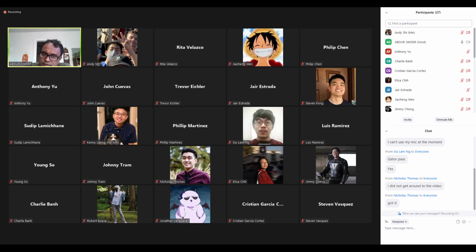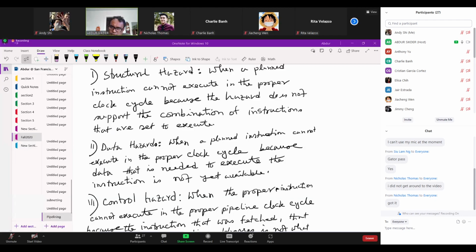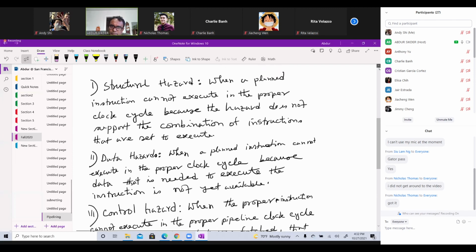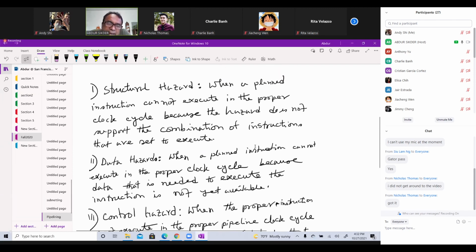All right. Then we have 3 hazards. Structural hazards. Okay, memorize the structural hazard now. If you have not written it down, it's here. Structural hazard: when a planned instruction cannot execute in the proper clock cycle. Read all those 3, and then I'll ask anyone from these 3. So I give you 5 more minutes.